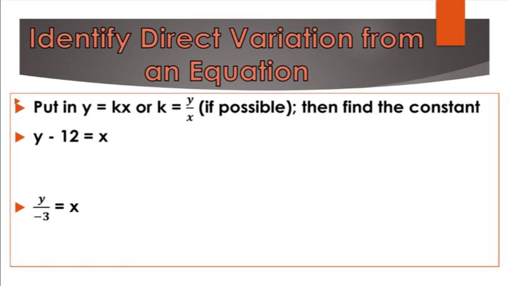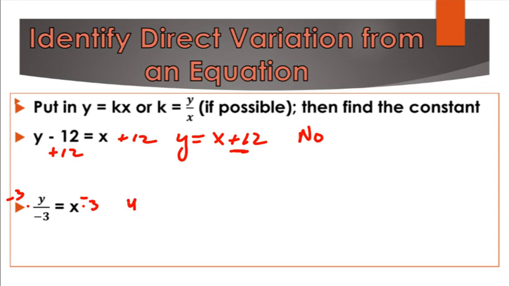Other examples here, y minus 12 equals x. I'm going to add 12 to both sides. I have y equals x plus 12. No, that's not direct variation because I'm adding over here. It can only be multiplication. And the last one here, multiply by -3 on both sides. And I'm left with y equals -3x. Yes, this is direct variation. My constant would equal -3.